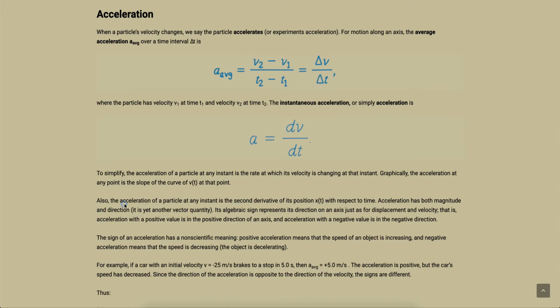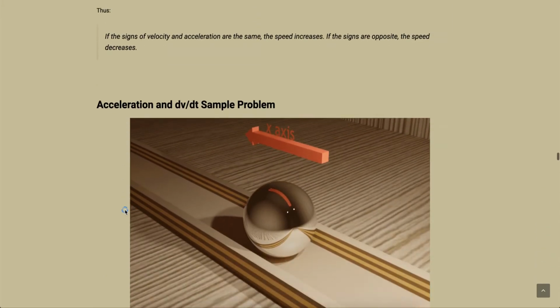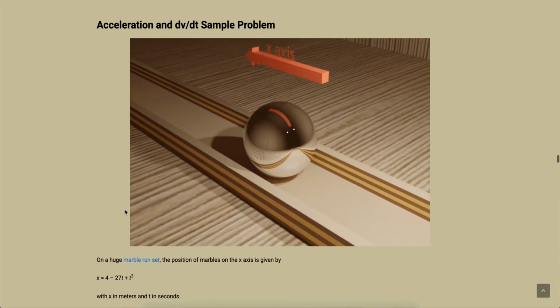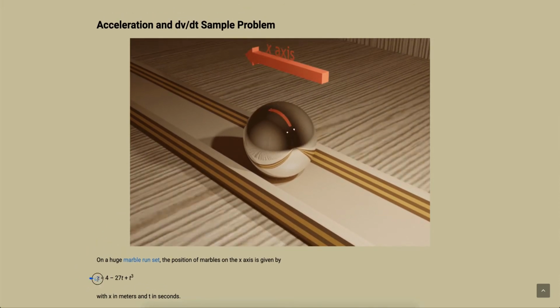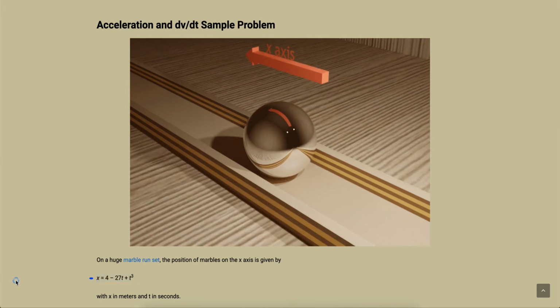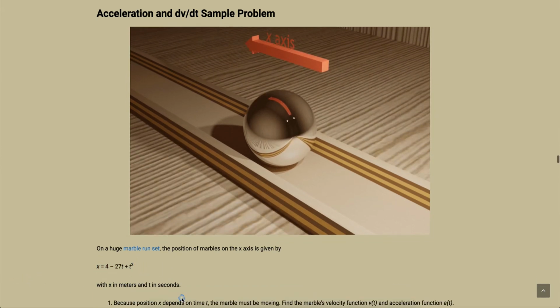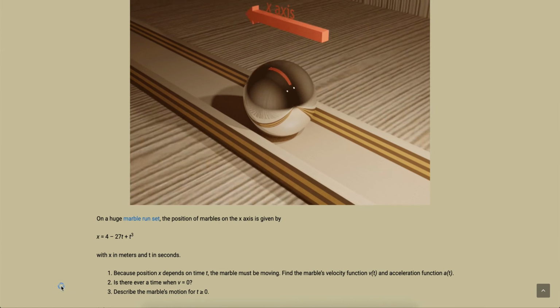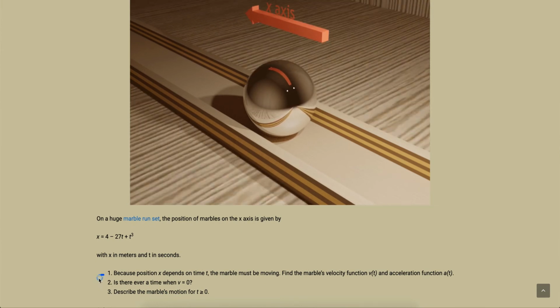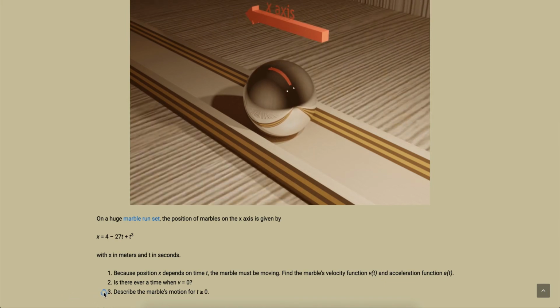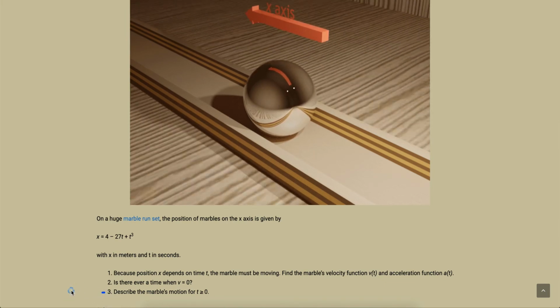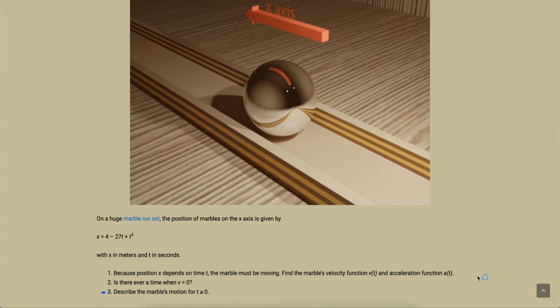Let's see a sample problem to better understand this. Here we have a huge marble run set where the position along the x-axis of the marbles is given by this equation: x equals 4 minus 27t plus t to the third. x is in meters and t is in seconds. With this, we are asked to, number 1, find the marbles' velocity and acceleration functions. Number 2, find if there is a time when velocity equals 0. And number 3, describe the marbles' motion for t greater than or equal to 0.